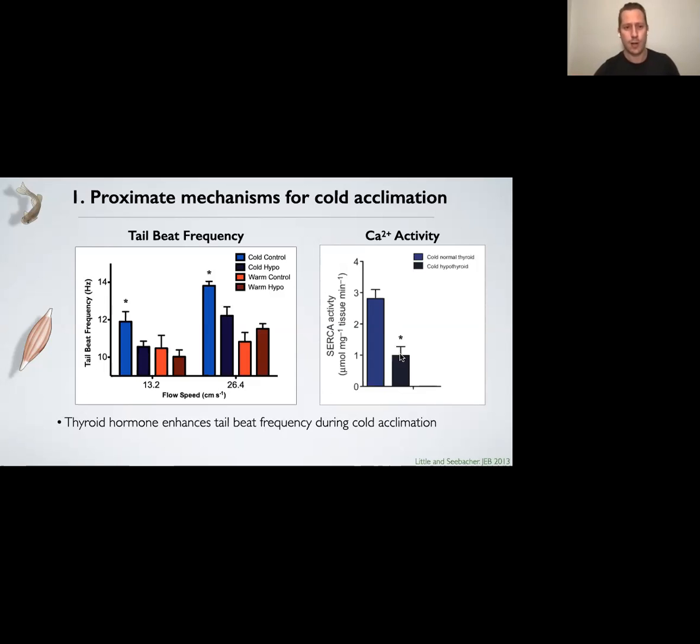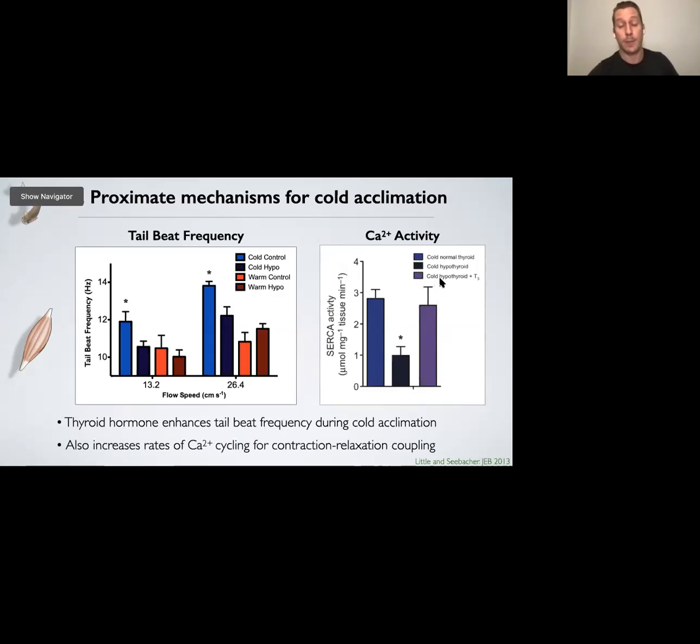And again, I haven't shown this for the past few examples, but in all of these experiments, I also looked at the effect of supplementation with thyroid hormones in the cold acclimated hypothyroid fish. And again, we can see that if we supplement these hypothyroid fish by putting thyroid hormones in their water, we see almost a complete recovery of SERCA activity. So again, this was true in the tail beat frequency and the aerobic scope stuff that I showed you earlier.